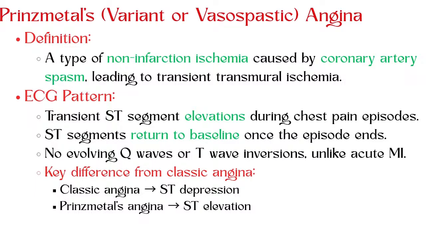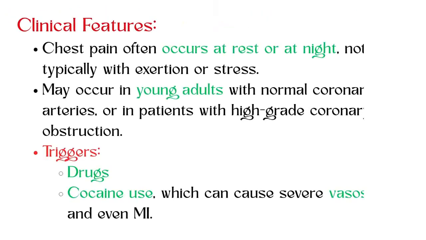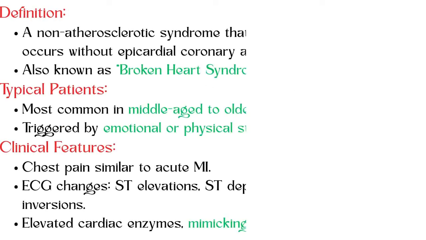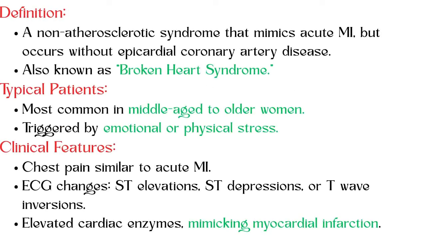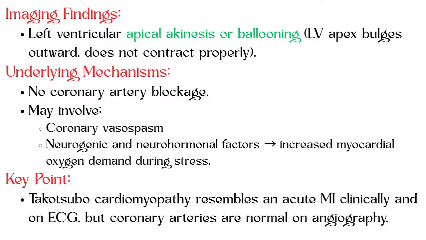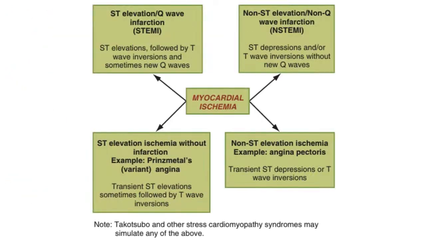Prinzmetal angina occurs due to sudden coronary artery spasm. Unlike typical angina, it causes temporary ST elevation and often happens at rest or during night. Takotsubo cardiomyopathy mimics a heart attack with ST changes and elevated enzymes, but occurs without blocked arteries. It is often triggered by extreme emotional or physical stress, earning the name broken heart syndrome.